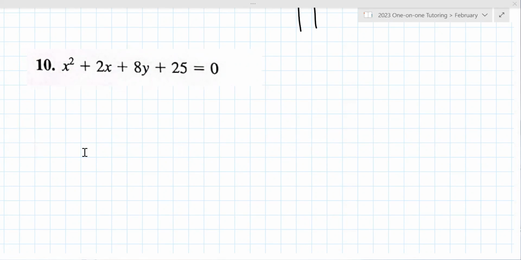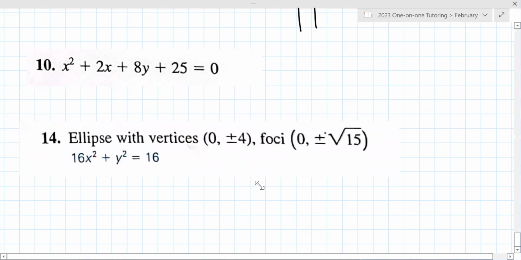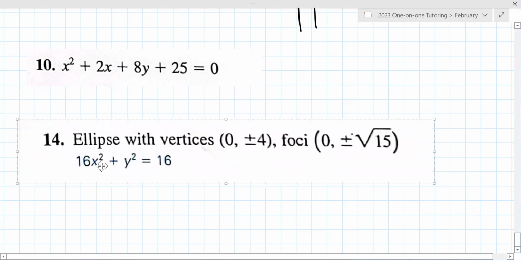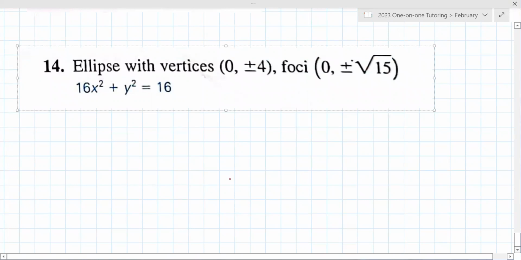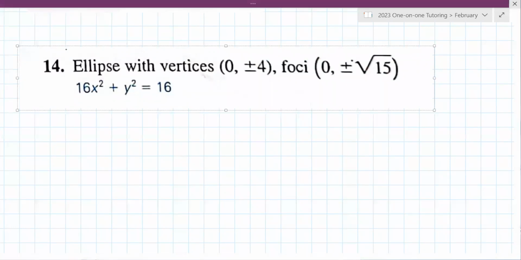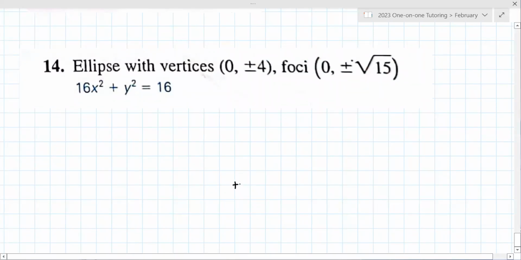Okay. 14, we can sort of work backwards to do these. I mean, this isn't as bad. You want to attempt to draw this a little bit. So the vertices are 0 plus or minus 4. So there's 4 and there's negative 4. And the foci are at plus or minus square root of 15. That's a little bit less than 4, so they're here and here. So that's some good information.